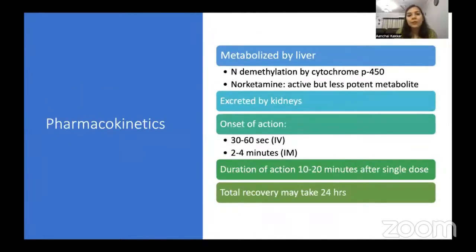Pharmacokinetics: it is metabolized in the liver by N-demethylation by cytochrome P450. Norketamine is the active but less potent metabolite formed, and it is excreted through the kidneys. Onset is again 30 to 60 seconds via IV dose and 2 to 4 minutes via intramuscular dose. Duration of action, if given IV as a single dose, is 10 to 20 minutes, but it may take as long as 24 hours for the patient to recover from ketamine. So it does not provide any clear head recovery.